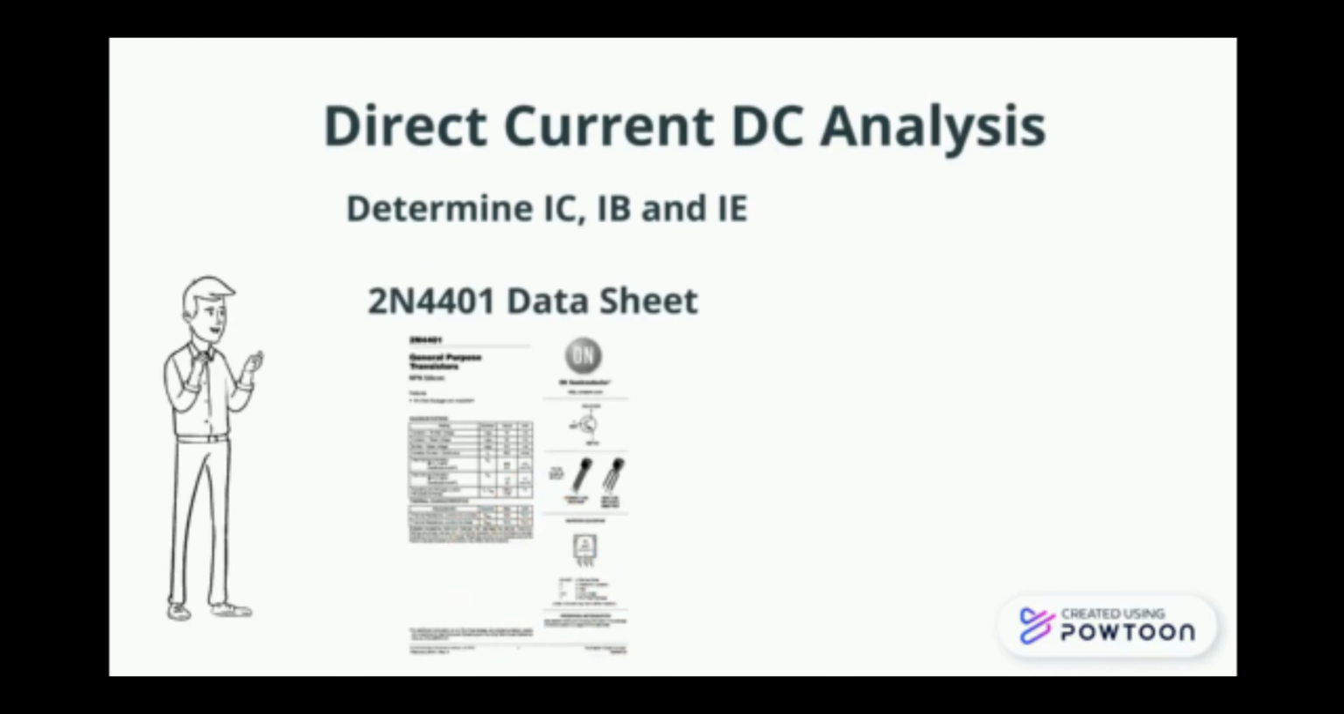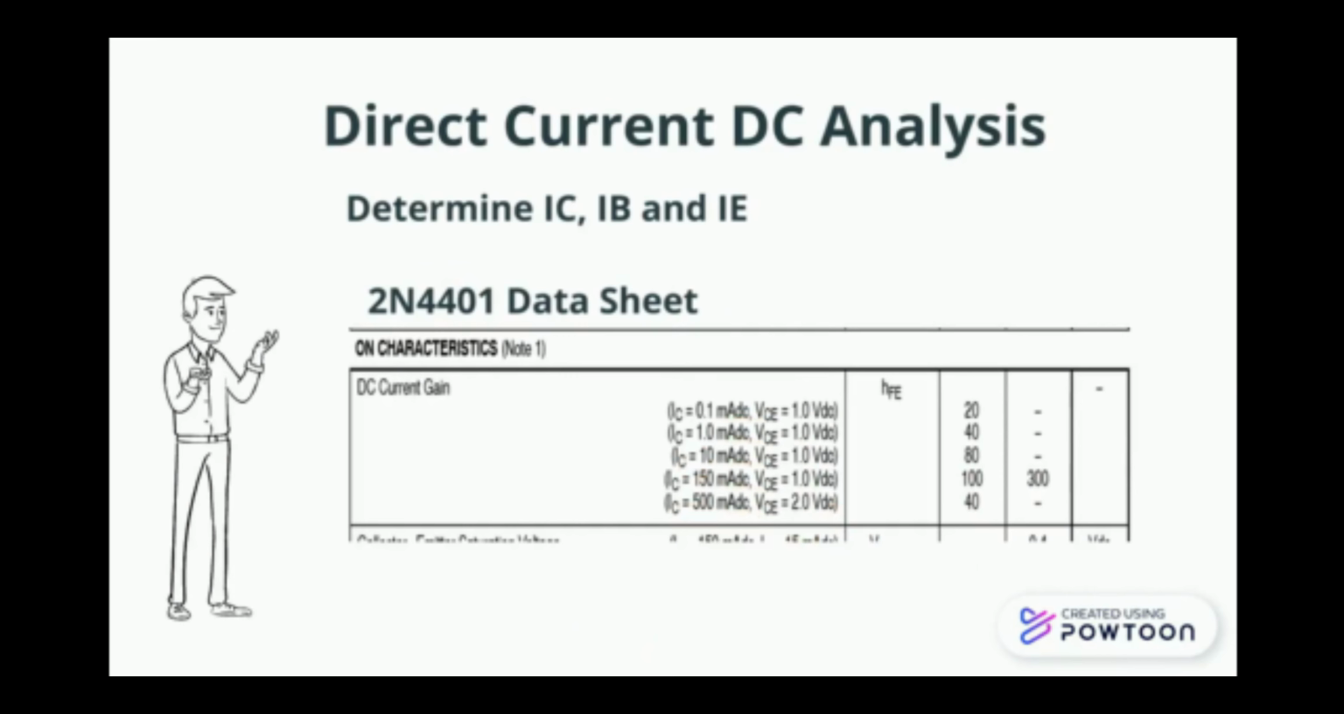Therefore, we use the 2N4401 NPN transistor as our main component, and we use the 2N4401 datasheet to find the reference for the characteristics of this transistor. Alright, let's look at this figure. In this figure, it shows that when IC is 1 milliampere and VCE is 1 volt, we can choose the beta from 40 to 300. Therefore, we determine our beta is 60.